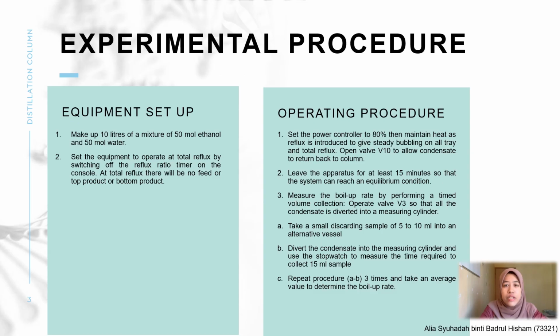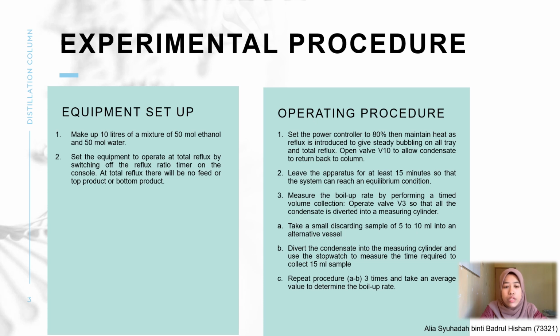Next, I will be presenting on the experimental procedure. For the equipment setup, first make up 10 liters of a mixture of 50 mol% ethanol and 50 mol% water. Second, set the equipment to operate at total reflux by switching off the reflux ratio timer on the console. At total reflux there will be no feed, top product or bottom product.